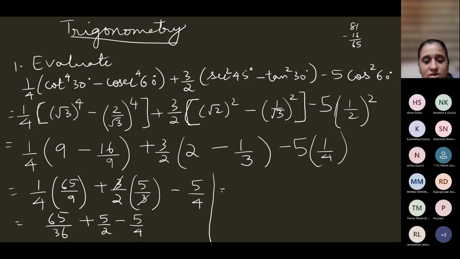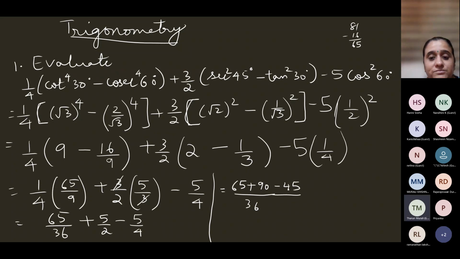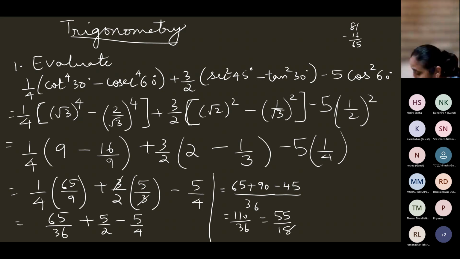I'm writing, equal to common denominator 36. Okay, 36 is the common denominator. So 65 plus 18 fives are 90, minus 9 fives are 45. So 65 minus 45. 20. 90 plus 20 is 110. So it's 110 by 36. On simplifying by 2, we get 55 by 18. And this is the answer I have with me. 55 by 18. Yes, I'm right.